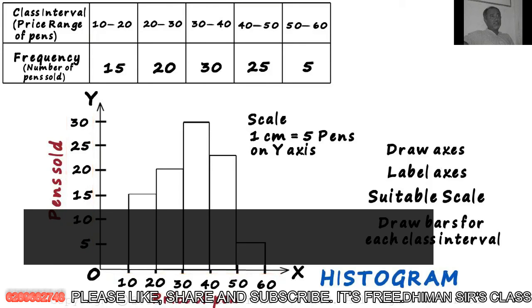What we did here was simple. We choose a scale and draw bars for each continuous interval. But note that the intervals were continuous. 20, which is the upper limit of the first interval, is used as the lower limit for the next interval. But what if the intervals are discontinuous? We will understand that in another video.